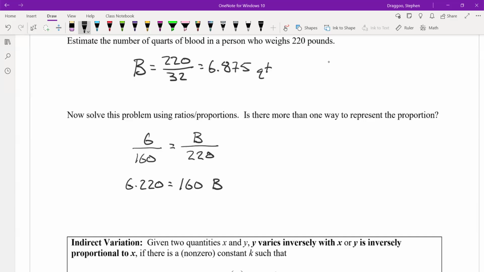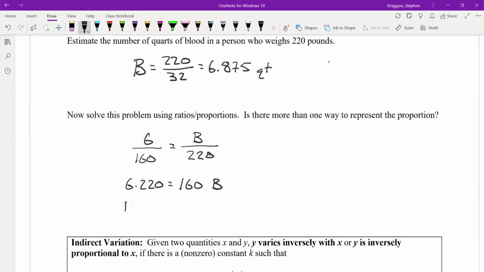And then to solve for b, divide 160 over to the other side. Do I want to do 6 times 220? Might as well, right? 1,320. Yeah, let's move this over here where I've got space.